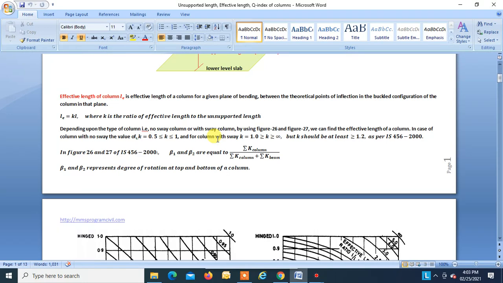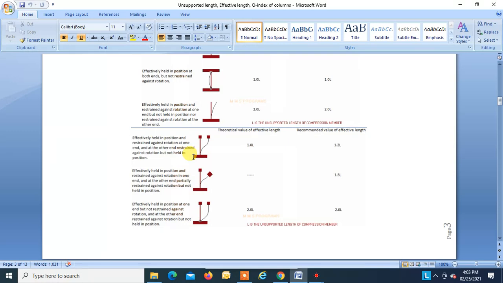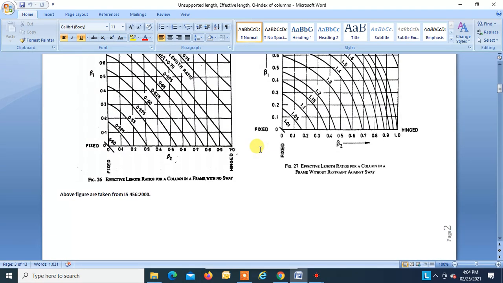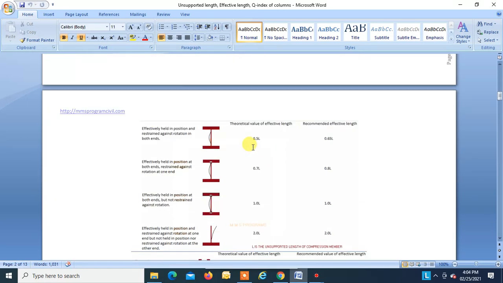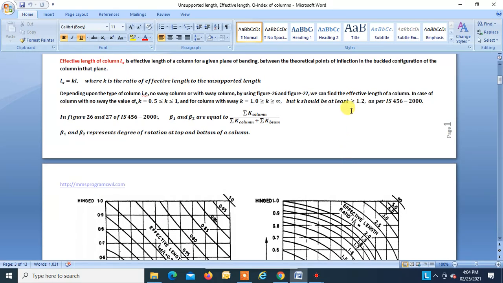The code also suggests that the value of k in case of columns with sway should not be less than 1.2, as per IS 456-2000. We can see over here, when one end is a rigid joint and another is allowed to sway but is not allowed to rotate, then according to the graph, we have the value of k as 1, but the code recommends to take it as 1.2, because the value of k should not be less than 1.2 as mentioned over here. K should be at least 1.2. That is the reason.